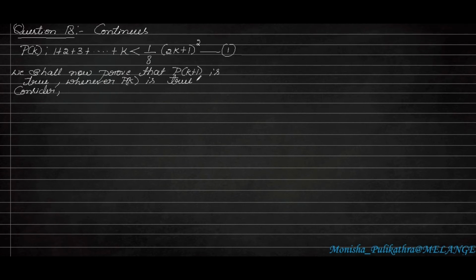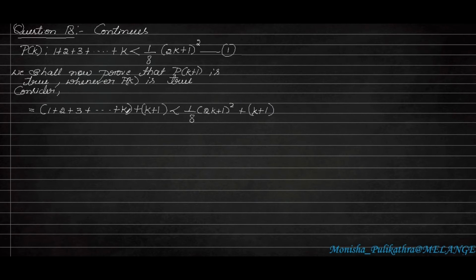Next we have to prove that P of K plus 1 is also true whenever P of K is true. So we have to include this same equation one more time by taking K plus 1 as a consecutive number. So the equation will become 1 plus 2 plus 3 plus etc. up to K. Next K plus 1, because this will be the consecutive term. In the same way we have to take in the RHS also 2K plus 1 whole square. Again a K plus 1 will come. This will be a consecutive term.